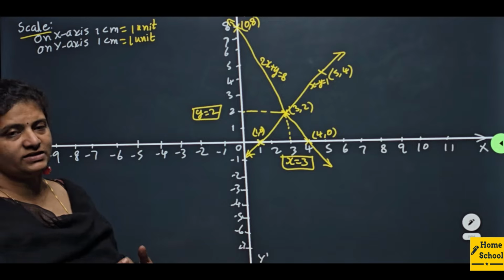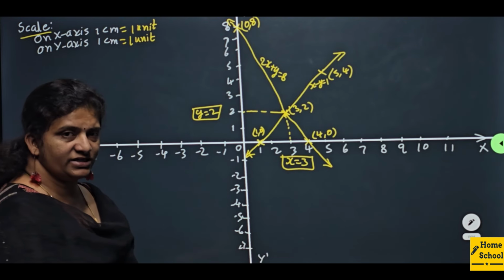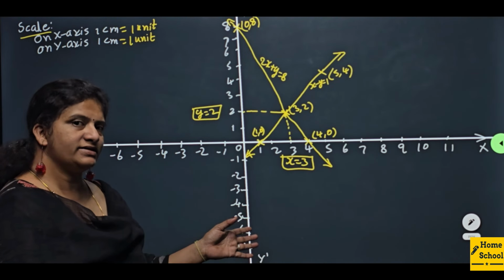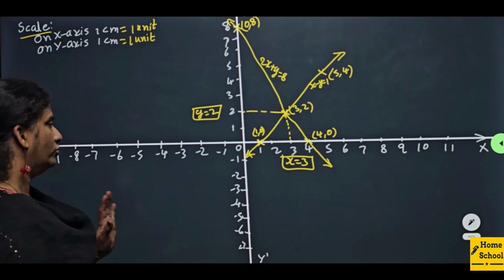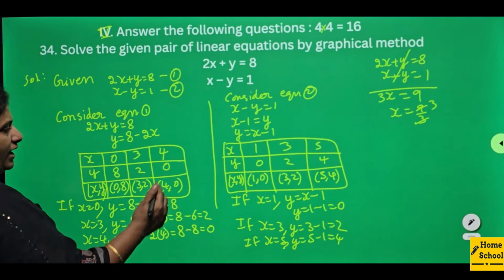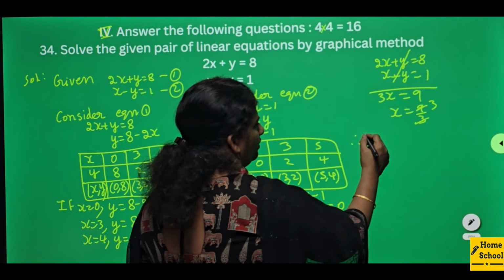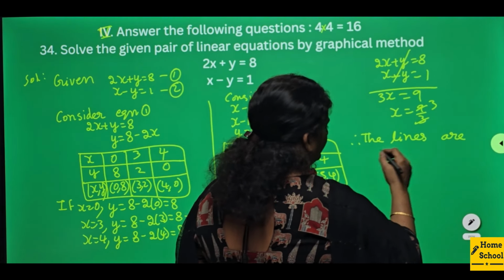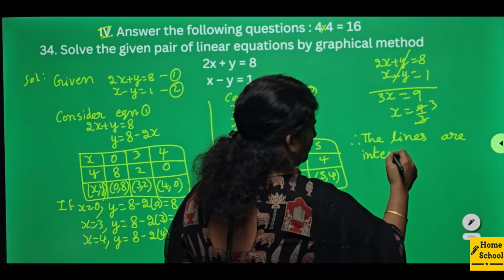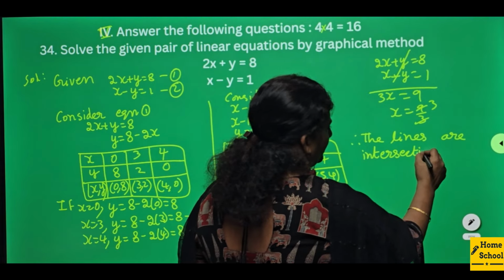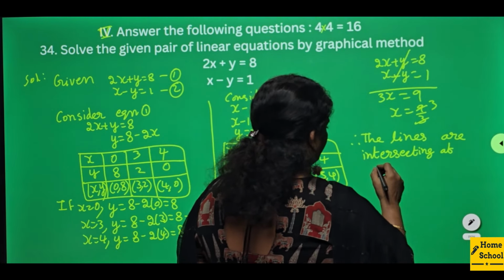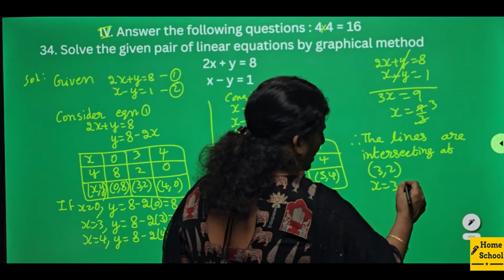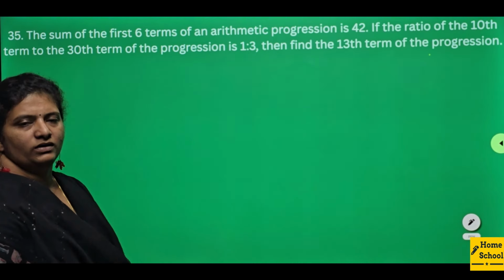Therefore, when we solve the pair of linear equations, the lines are intersecting at the coordinate 3, 2, where x is equal to 3 and y is equal to 2. That line you need to write here. Therefore, the lines are intersecting at 3, 2, where x is equal to 3 and y is equal to 2.